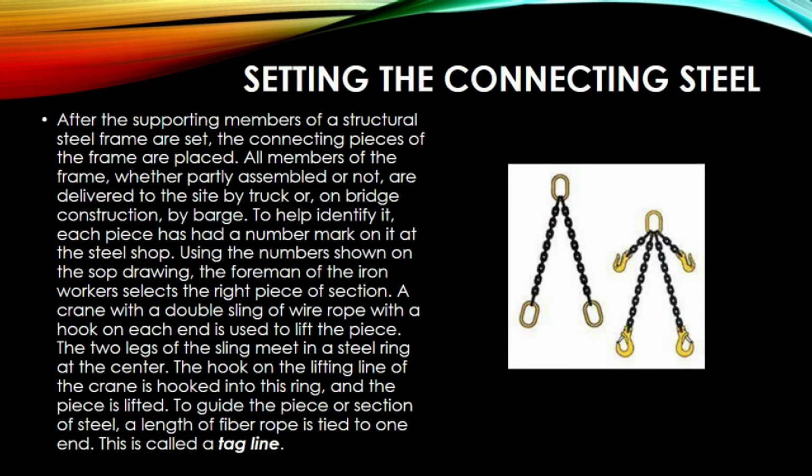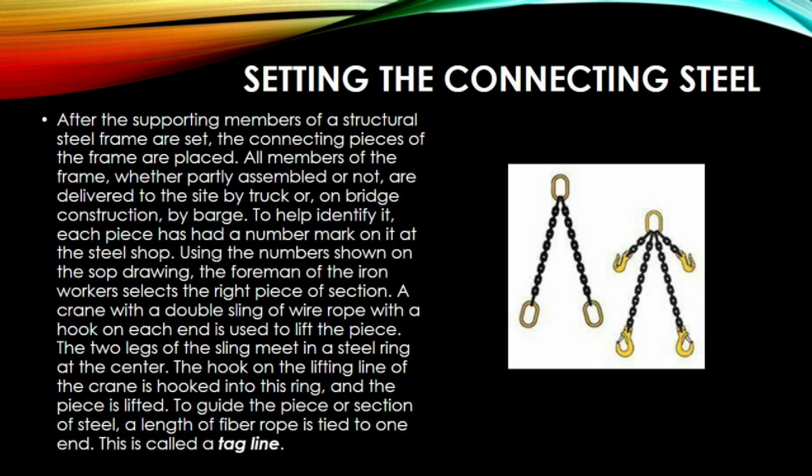Setting the connecting steel. After the supporting members of a structural steel frame are set, the connecting pieces of the frame are placed. All members of the frame, whether partly assembled or not, are delivered to the site by truck, or on a bridge construction by barge. To help identify it, each piece has a number marked on it at the steel shop. Using the number shown on the shop drawing, the foreman of the iron workers selects the right piece of steel.